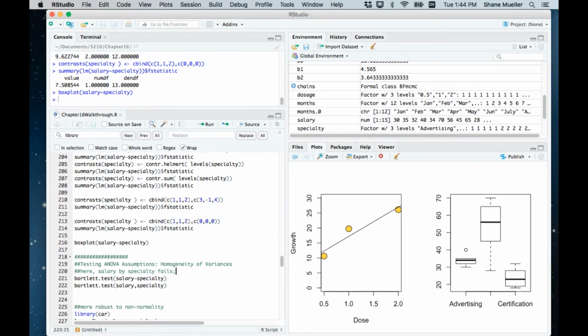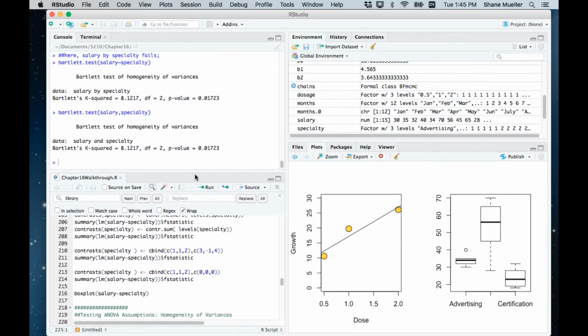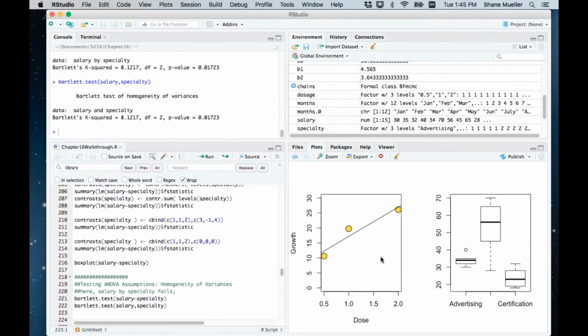There are a lot of different ways to do this. One is called the Bartlett test. You can run the Bartlett test with the same syntax as you run lm, or you could do salary comma specialty, and you get the same answers. And here it has a large value on 2 degrees of freedom, because there are 3 different levels, and it says p is equal to 0.01. This suggests that you really do have different variances in the groups. However, some of these tests are sensitive to non-normality.